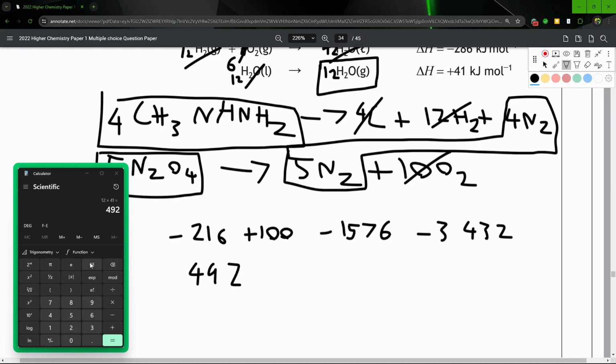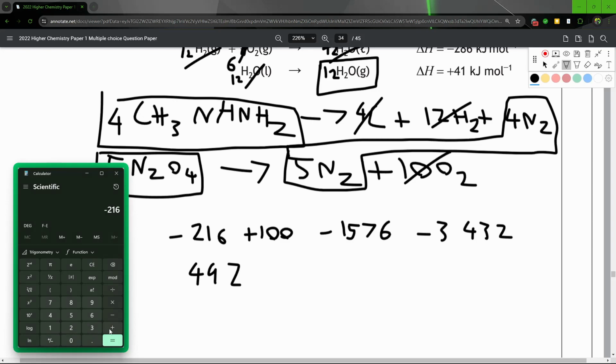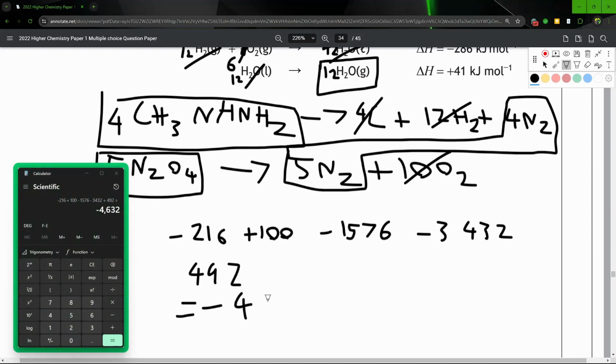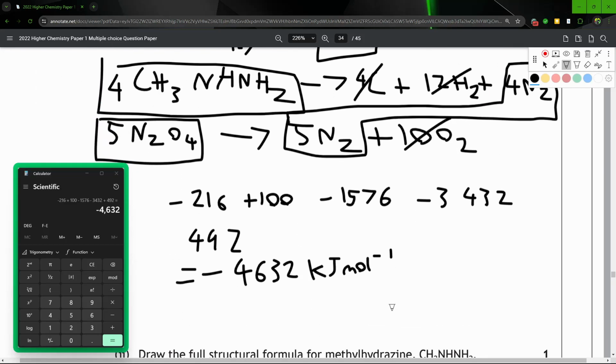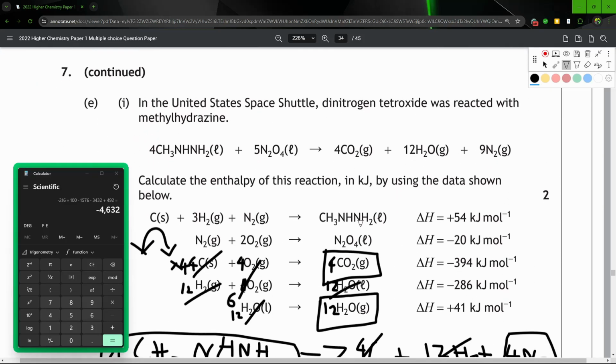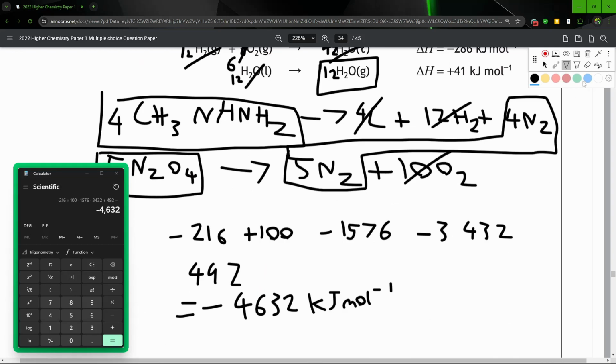So 216 minus 216 plus 100 minus 1,576 minus 3,432 plus 492. Oh, that's actually unexpected. I actually got the correct answer first time. There we go. Oh, and it's in kilojoules, not kilojoules per mole, so might want to get rid of that. There we are.